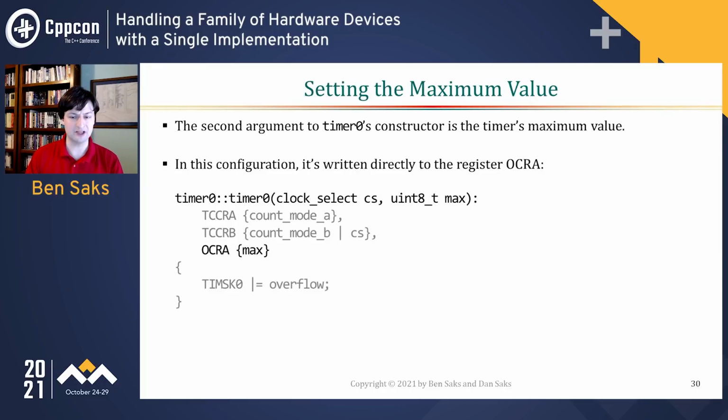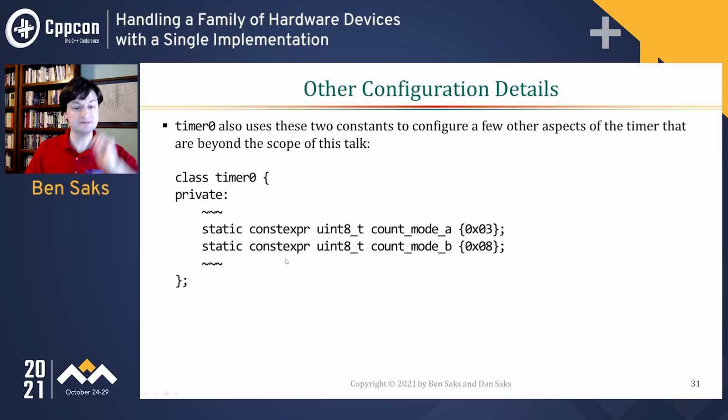Our second argument to the constructor is that maximum value, what the timer is going to count up to and where it's going to overflow and restart. As I mentioned before, that value is going to go directly into the output compare register A. So the constructor will simply take that value and assign it to that register.